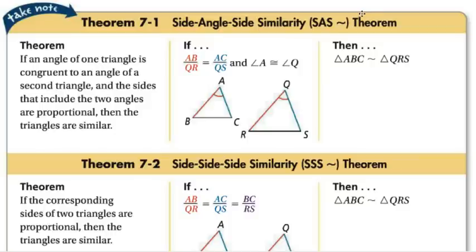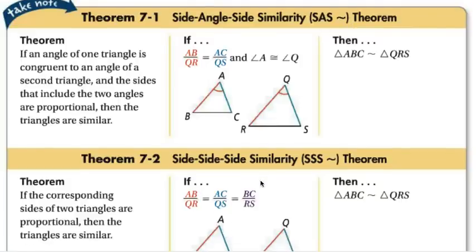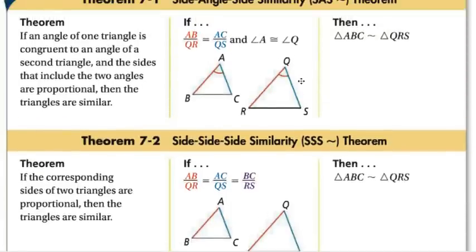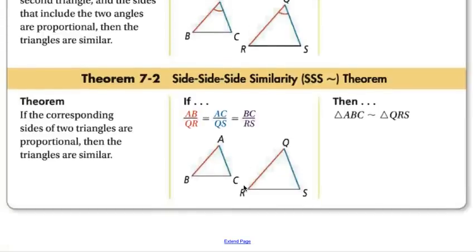All right, so two more theorems for you. There's the side-angle-side similarity theorem and the side-side-side similarity theorem. And they're just like we had before. If we have the sides being proportional rather than congruent and the angle between them, then they're similar by the side-angle-side similarity theorem. And if we have all three sides being proportional, then they are similar triangles by the side-side-side similarity theorem.